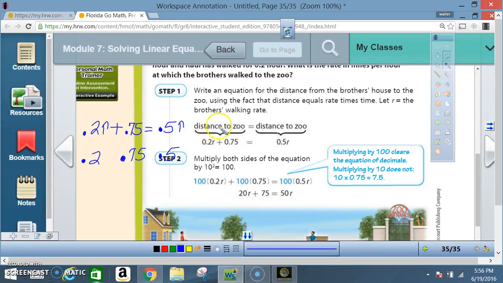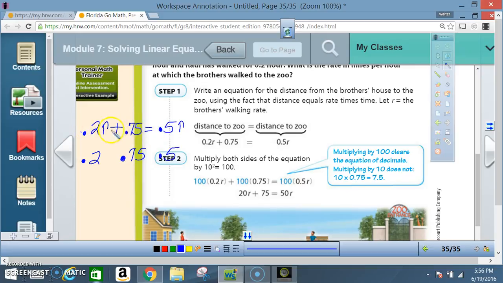All right, so now we can write our equation. Distance to the zoo is equal to distance to the zoo. One version of the distance is 0.2 times R plus 0.75, and that's equal to the other version, which is 0.5 times R. So now we have decimals there, a decimal here, a decimal here, and a decimal there. We wrote it again over here so you can see it. Now the idea is to try to get rid of the decimals to make the problem easier to work.